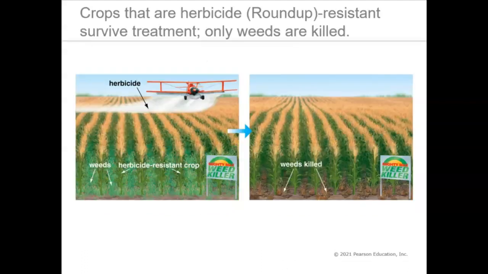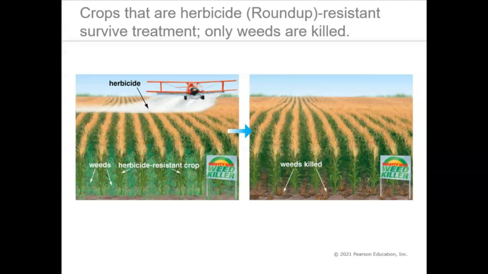A way to get around the weed problem is you can plant crops that are herbicide or Roundup resistant. And so when this happens, these plants have been genetically modified to be resistant to Roundup, which is an herbicide, which means it kills plants. So when you apply herbicide to your crop field, it's going to kill all the weeds, but your plants are genetically modified. They're good to go. They will not get killed because they have been genetically modified to have resistance to Roundup.